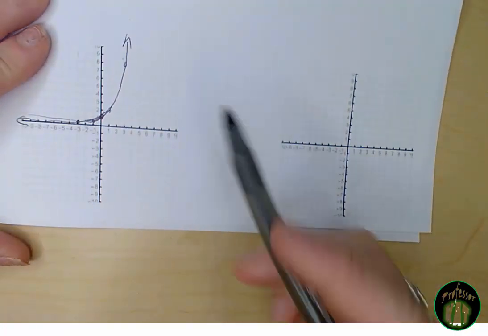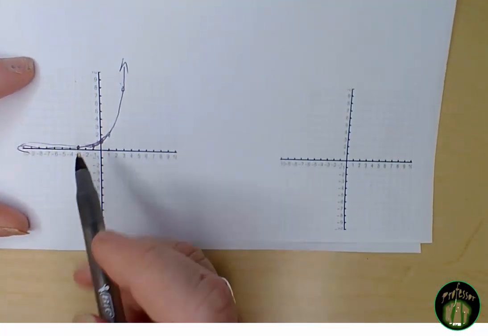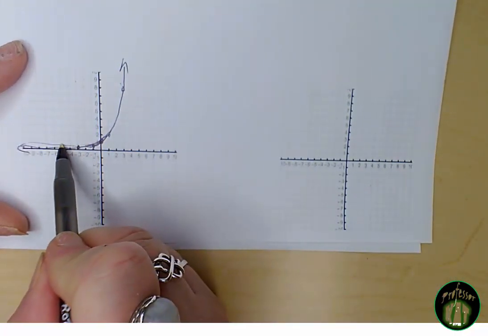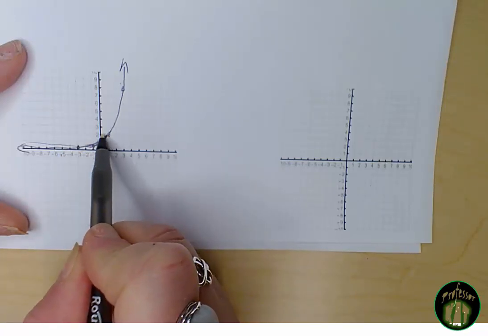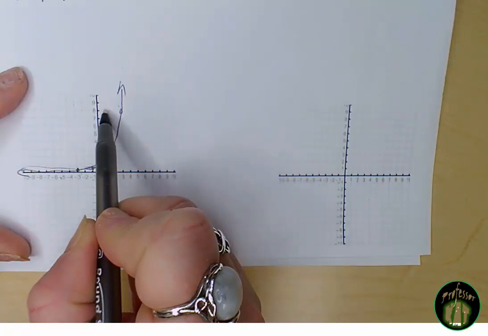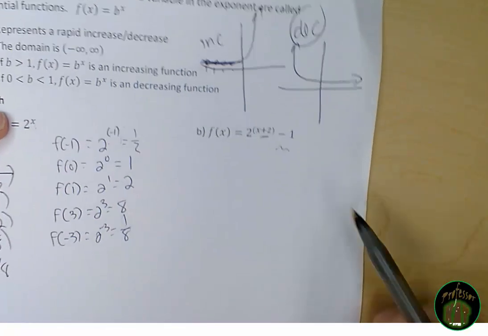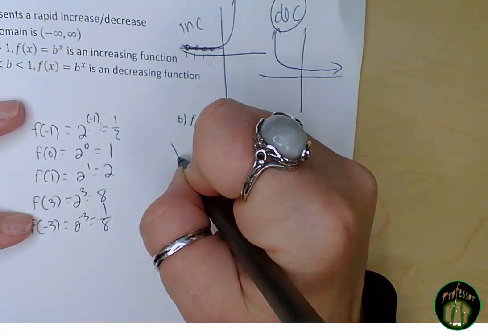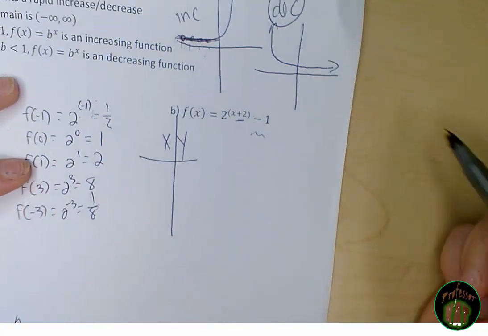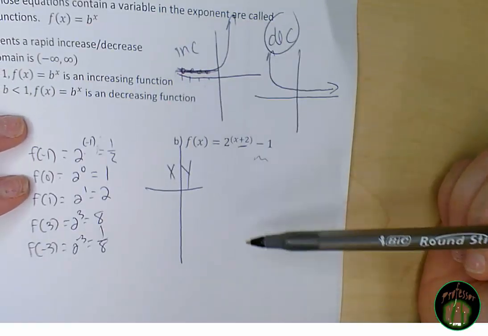So actually, if we took this graph and took every single point, it went 2 to the left, 1 down. And if we did 2 to the left, 1 down, 2 to the left, 1 down, 2 to the left, 1 down, we would get this graph. Now, we can still plug in and use an XY table as well. I know that this is going to be an increasing function.